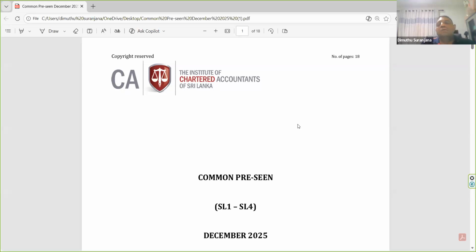Now, you know how your paper is structured. If you look at your paper, there are two parts, Part A and B. Part A carries 50 marks. That includes two questions, and each question carries 25 marks. There are 15 chapters in the syllabus, so some of the areas will be picked and tested under Part A. Then Part B is based on the common pre-seen. 50 marks are allocated for that.